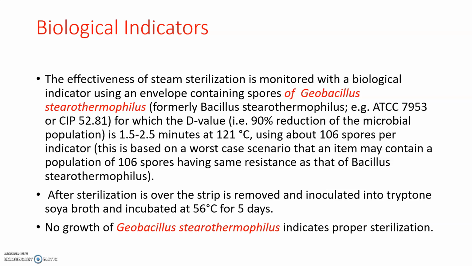So now it is known as Geobacillus stearothermophilus, example ATCC 7953. The D value, that is the 90% reduction in the microbial population, is 1.5 to 2.5 minutes at 121 degrees Celsius, using about 10^6 spores per indicator. This is based on a worst case scenario that an item may contain a population of 10^6 spores having the same resistance as that of Bacillus stearothermophilus.